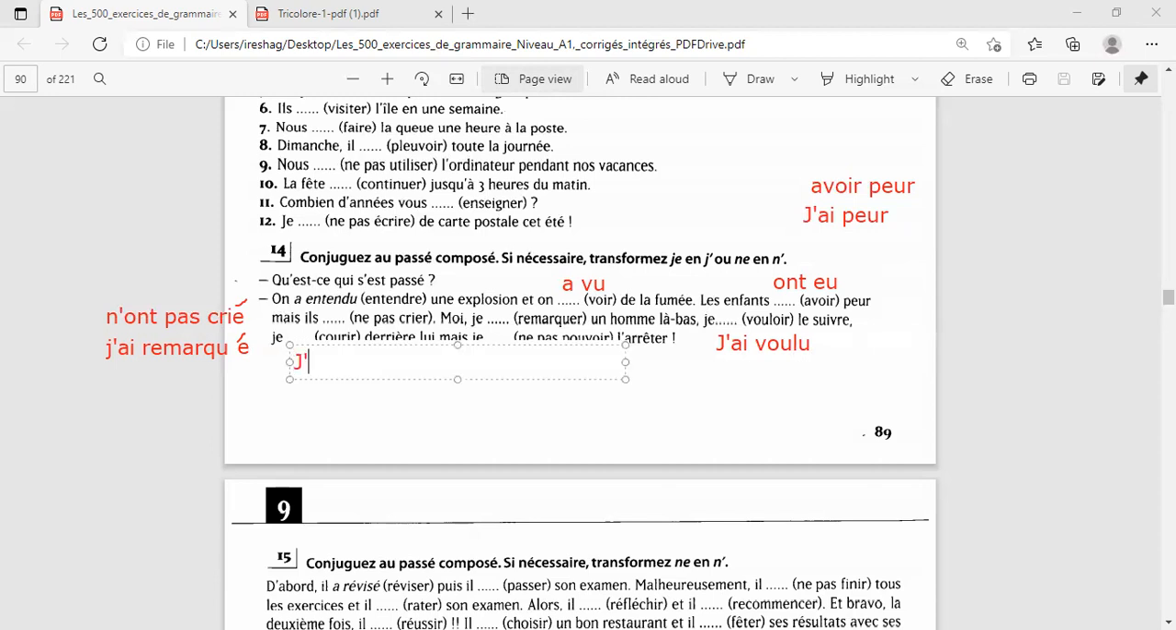Then j'ai couru derrière lui. I ran behind him. Mais je n'ai pas pu l'arrêter. But I couldn't stop him. That's why it is n'ai pas; it's given here in the brackets. Sorry, it's n'ai. Je n'ai pas pu. I couldn't stop him.